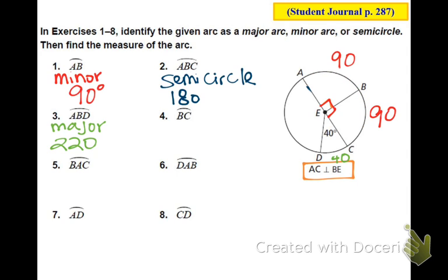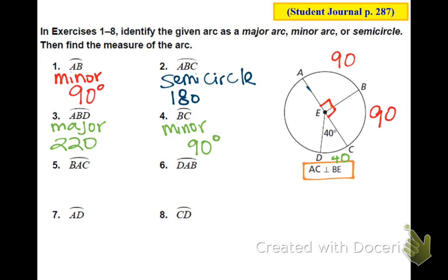BC is 2 letters, so it's already a minor arc. So from B, if it's a minor arc, you need to go directly to C, the closest direction. So are we going left around the circle or right around the circle? Right. So how many degrees is that? 90. All right, what is the next?